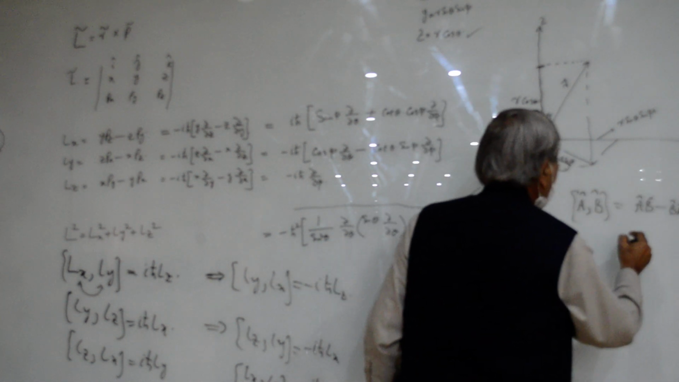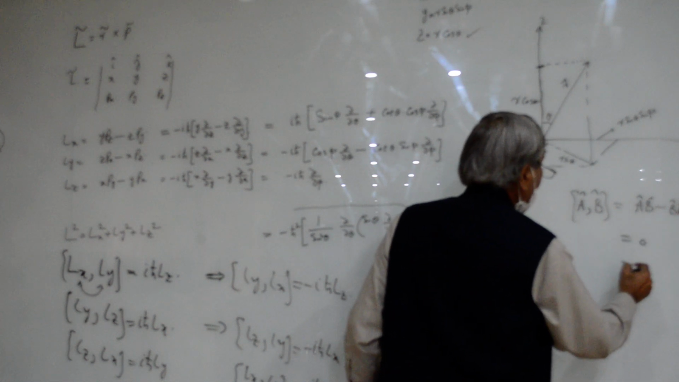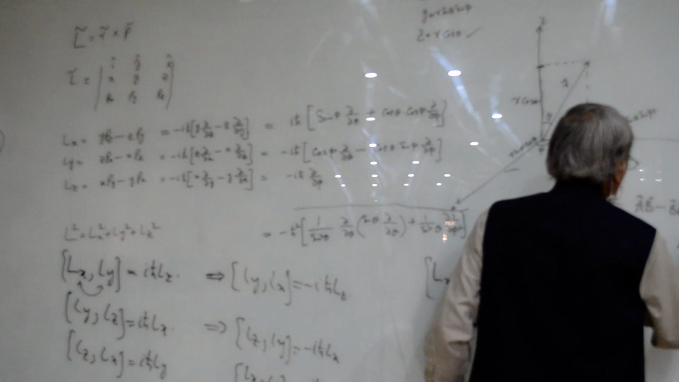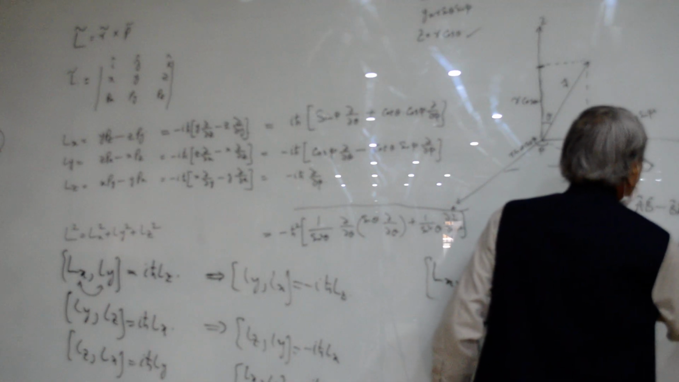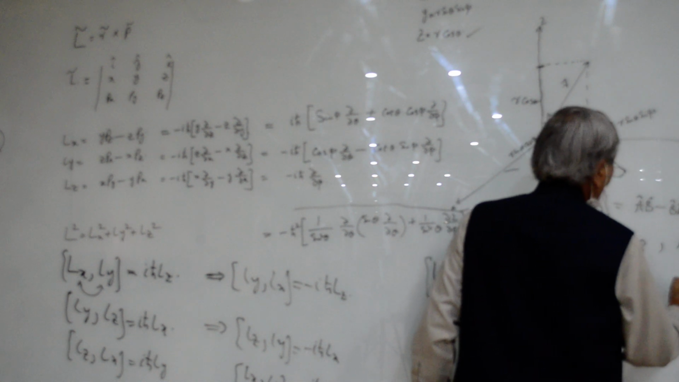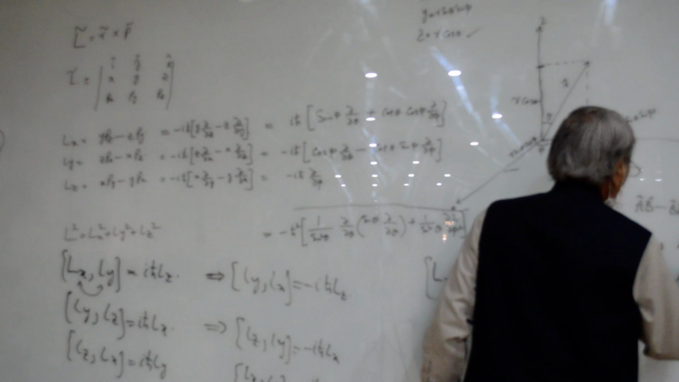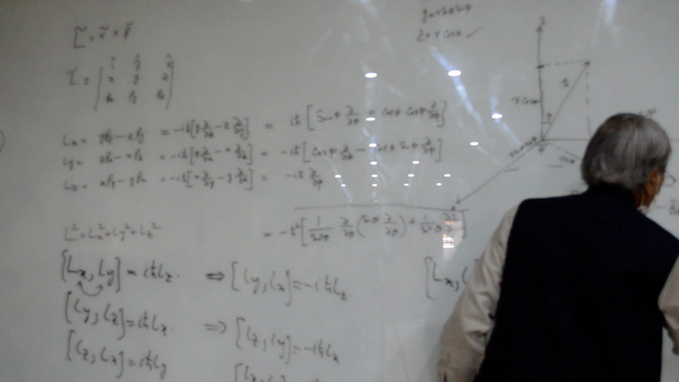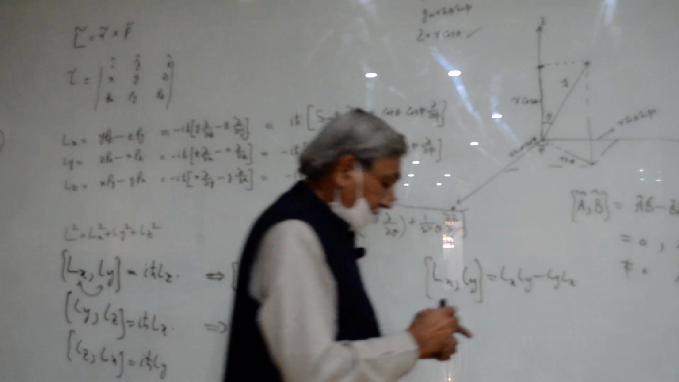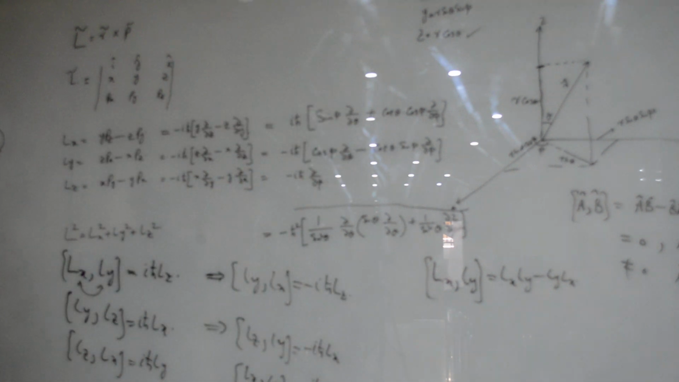Sometimes the result is 0, and sometimes the result is not 0. When the result is 0, A and B commute. When it is not 0, A and B do not commute. So when AB minus BA is equal to 0, it means the two operators commute with each other, and when it is not equal to 0, it means they do not commute.